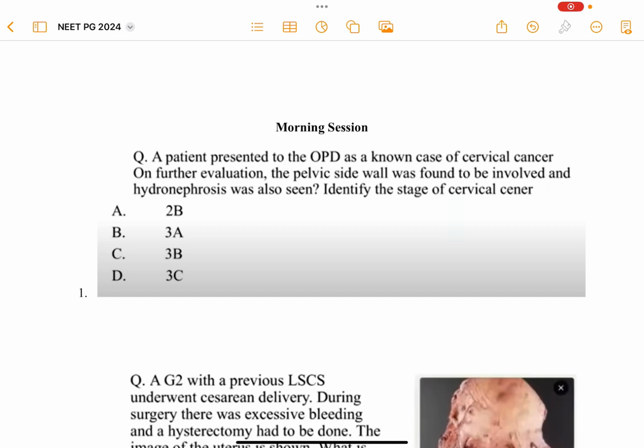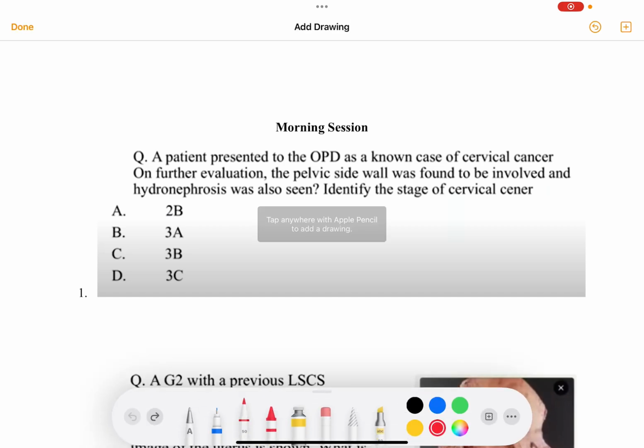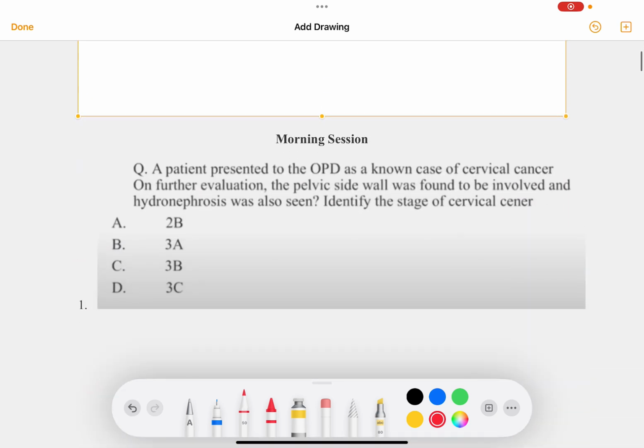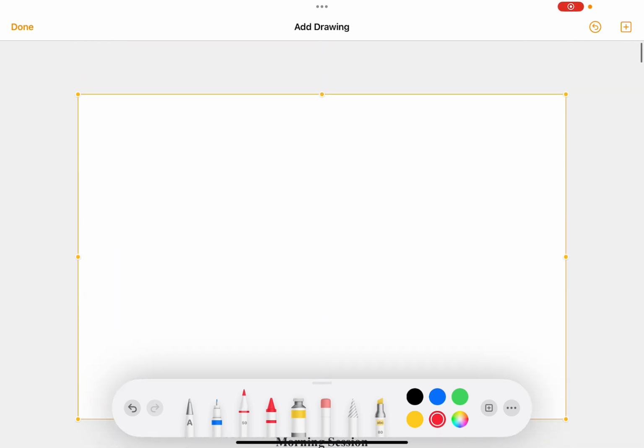Coming to the NEET paper, there were two sessions: one was the morning session and the other one was the evening session. Coming to the morning session, the first question says that a patient presented to the OPD as a known case of cervical cancer. On further evaluation, there is pelvic side wall involvement and hydronephrosis. So what is the stage of the cancer?